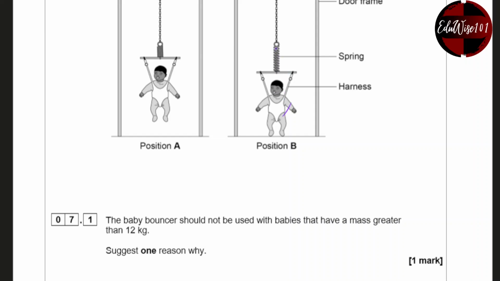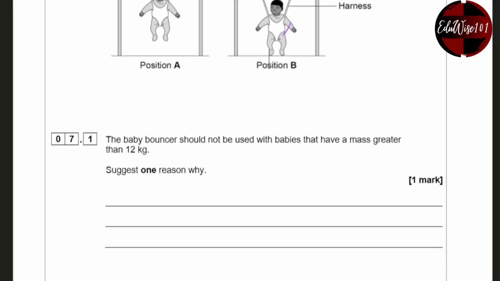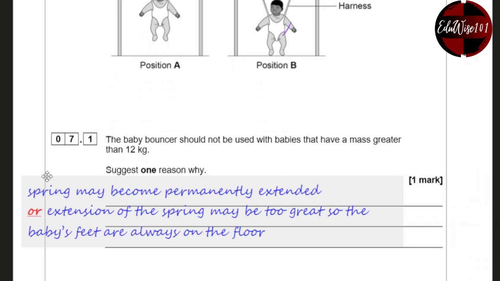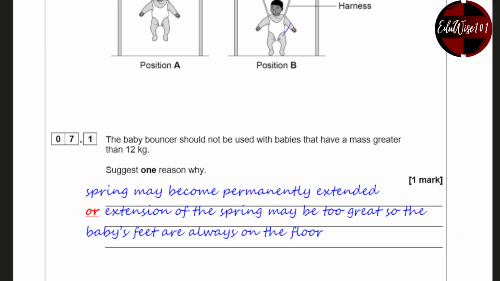If the baby is too heavy, the spring is going to extend too much, and it might go beyond the elastic limit, meaning it might get deformed. It might not go back to its original shape. Or if it didn't, then if the baby is too heavy, the baby is going to be in the resting position here rather than in position B. That means the baby is not going to be bouncing on the baby bouncer. So any two of those answers will be fine. The spring may become permanently extended, or you could say the extension of the spring may be too great, so the baby's feet are always on the floor.